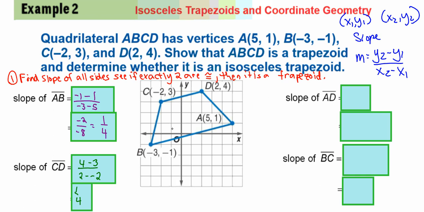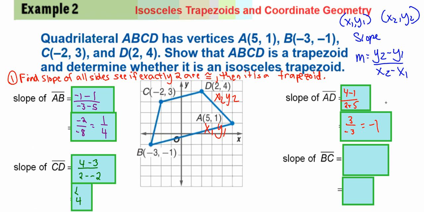So for AD, we have x1, y1 and x2, y2. So the slope of AD is going to be 4 minus 1 over 2 minus 5. And for that one, 4 minus 1 is 3. And 2 minus 5 is negative 3, and so we get a slope of negative 1 for that one.